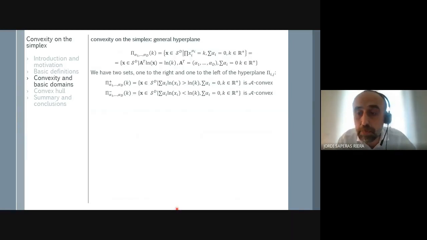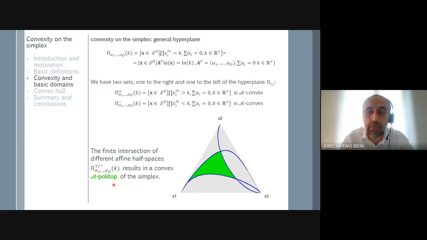We can extend the previous reasoning to any hyperplane with a log contrast equation. Given a general hyperplane, this hyperplane splits the simplex into two half spaces, the half space to the right and to the left. Both half spaces are convex sets. Therefore, we define convex polytope in the simplex as the result of intersecting half spaces.